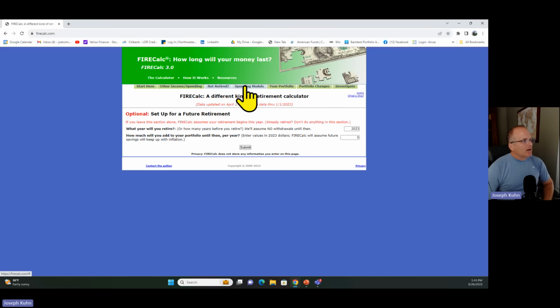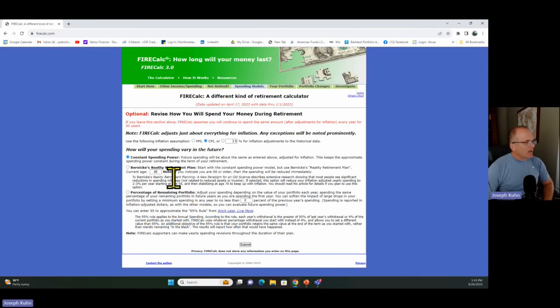Different spending models. I've selected constant spending power based on CPI. See CPI right here, constant spending power right here, and that adjusts for inflation. You can pick your own inflation. You can use PPI, and there's a couple other ones. So let's not get excited about that.